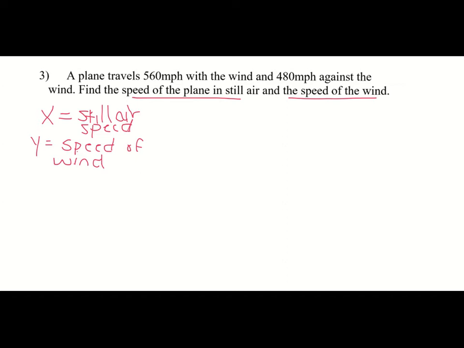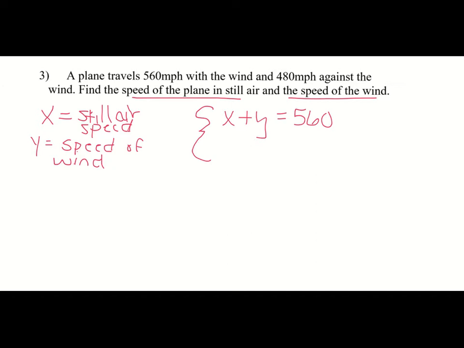Okay, so the first equation is: the plane travels 560 miles with the wind. With the wind is really going to mean you're going to take the still air plus the speed of the wind, because it's going with the wind, and you can travel 560 miles per hour.